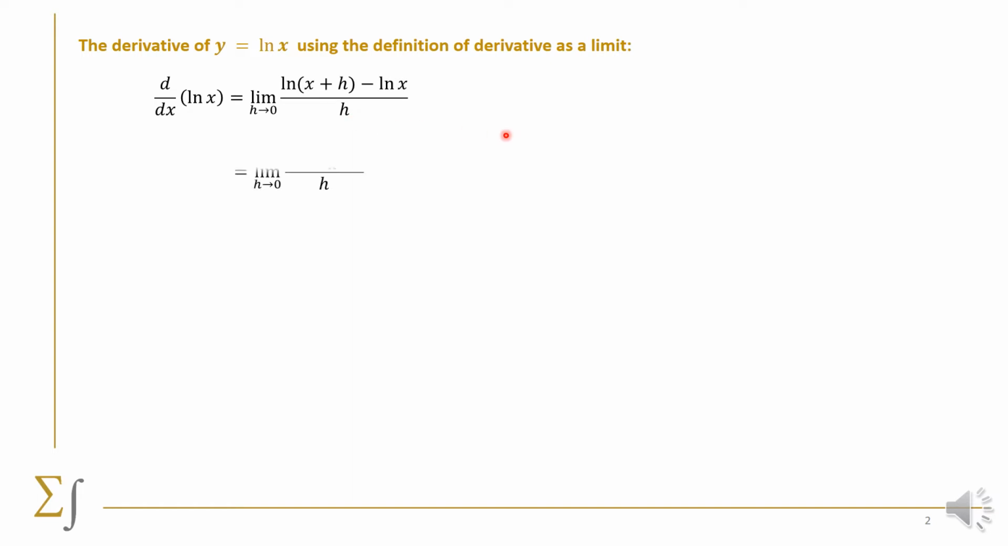Next, we use the property of logarithmic functions where logarithm a minus logarithm b is equal to logarithm of a divided by b. So in the coming step, we will split this into two fractions with the same denominator, x over x plus h over x. X over x we put 1, so here we have the limit as h goes to 0 of ln of (1 plus h over x), divided by h.